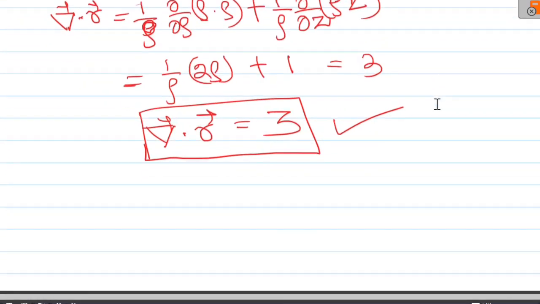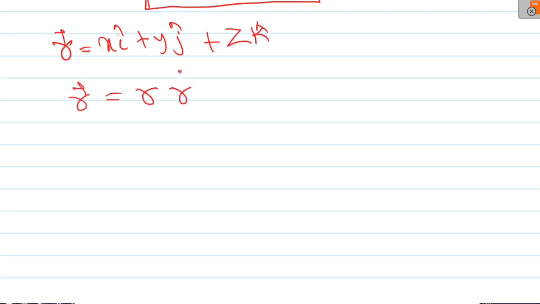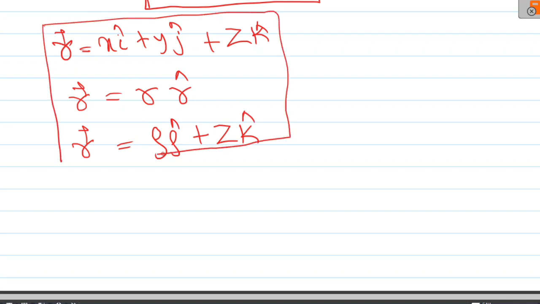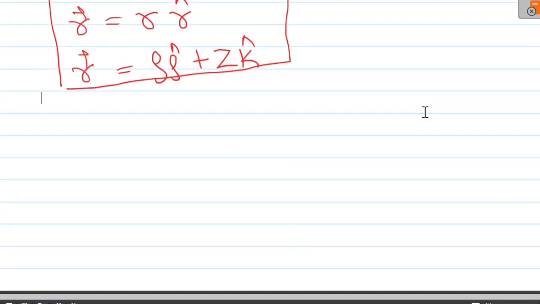Next we will calculate the curl of position vector in different coordinate systems. So now we have the expression of position vector. In Cartesian coordinate system, it is x i cap plus y j cap plus z k cap. In spherical polar coordinate system, it is r r cap. In cylindrical coordinate system, it is rho rho cap plus z k cap. Now we have to express the curl in different coordinate systems. So let us write the curl.